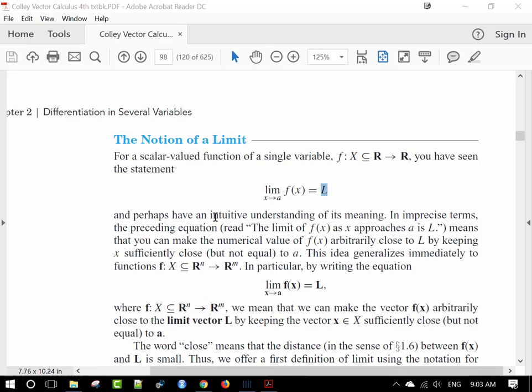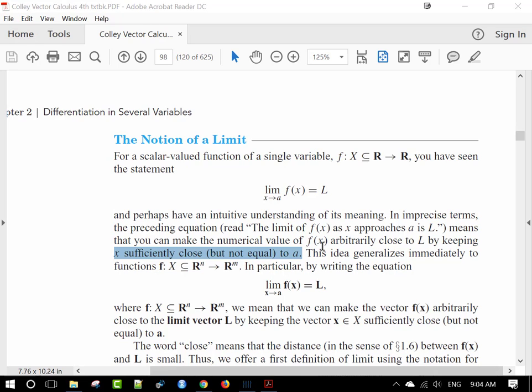And a little bit richer understanding of that statement, though it's still an imprecise understanding, means that you can make the numerical value of f, the output of f, arbitrarily close to L, as close to L as you want, by keeping x sufficiently close but not equal to a.